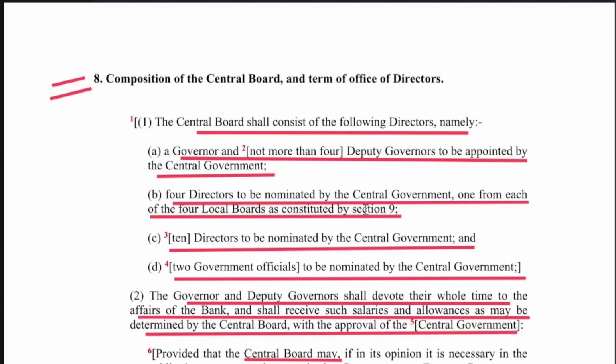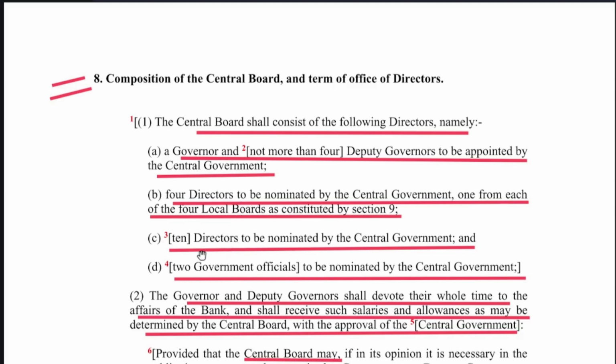4 directors to be nominated by the central government, one for each of the local boards, and the local boards are constituted in section 9. So we'll be seeing what is meant by local boards. But as of now, apart from the governor and 4 deputy governors, there would be 4 directors nominated by the central government, and these 4 directors represent 4 different local boards, and these local boards are constituted under section 9.